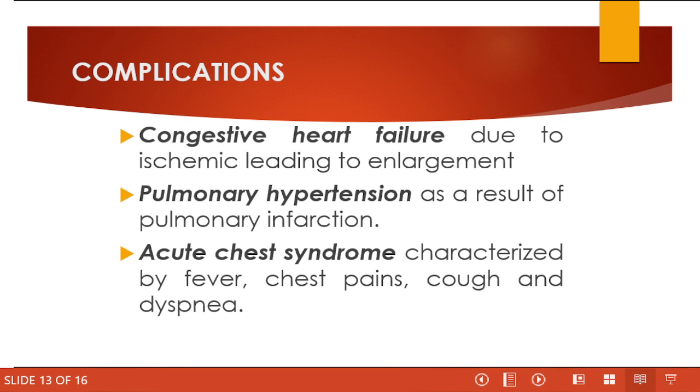infarction, causing stasis of blood in the right side of the heart, leading to increase in pressure. Causing pressure in the left side of the heart, causing increased pressure in pulmonary vessels. Also, acute chest syndrome is characterized by fever, chest pains, cough, and dyspnea. Dyspnea is due to reduced oxygen levels, and this will cause chest pain, this will cause cough because of pulmonary hypertension, which will cause pulmonary edema, hence acute chest syndrome.